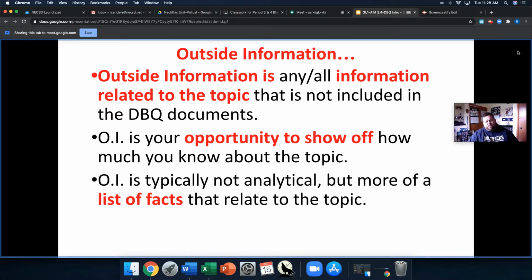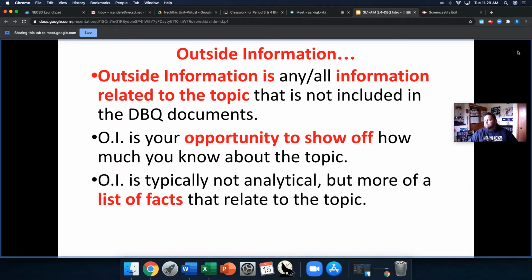Okay, the next important part of your DBQ essay is, you have to have document evidence, and then the next thing you need is outside information. Outside information is essentially any and all information related to the topic that is not included in the documents. So we need to think of outside information as an opportunity for you to show off how much you know about the topic. Outside information is not really analysis, and we'll talk about that in a minute. It's not really analytical, but it's more of a list of facts that relate to the topic.